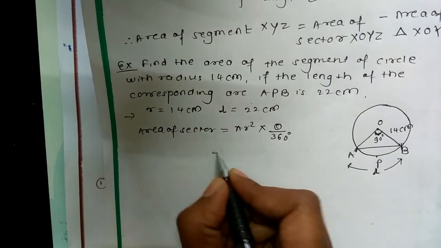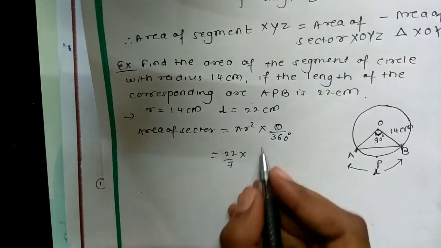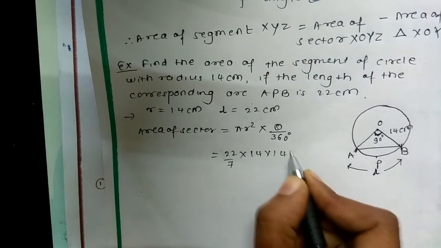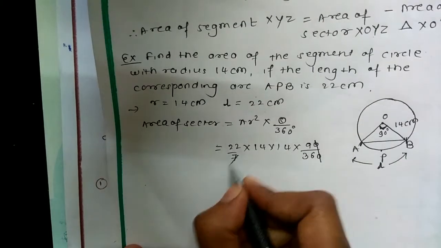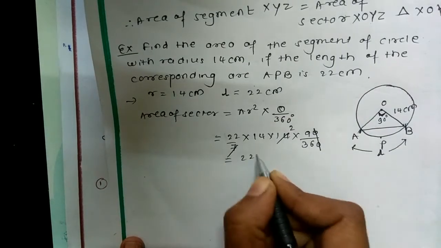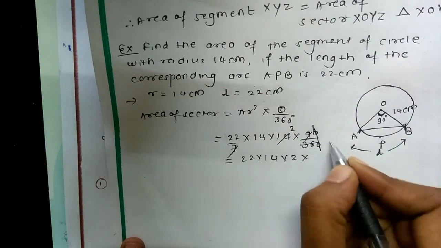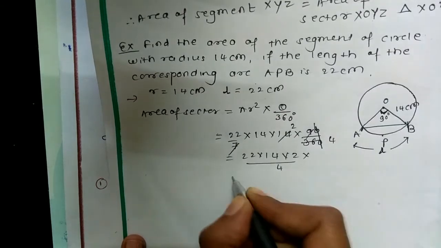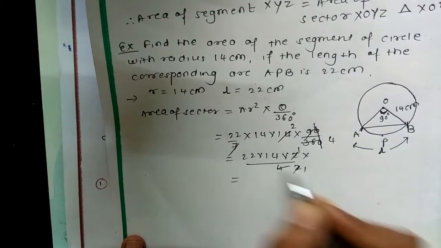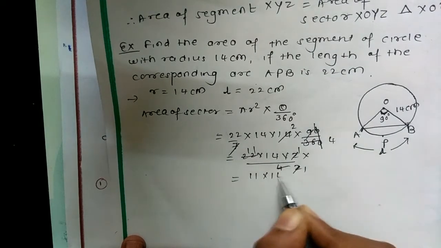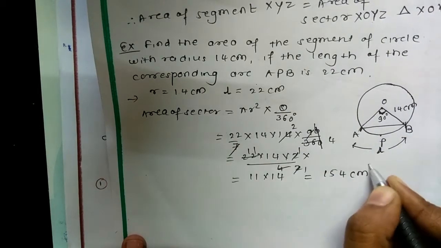So here we will find 22 by 7 into r, that is 14 into 14, theta is 90 upon 360 degrees. So find this: 7 2s are 22 into 14 into 2 into 9 1s are 9, 4s are, so divide with 4. So 2 1s are, 2 2s are, so 22, 2 1s are, 2 11s are, 11 into 14. If we do this, we will get the area of sector as 154 centimeter square.